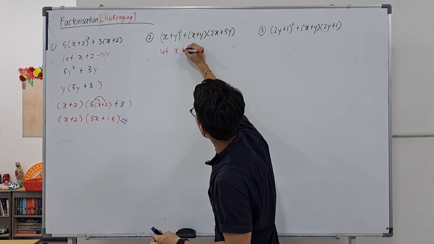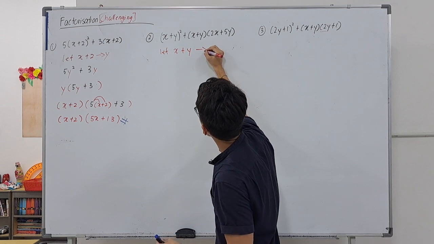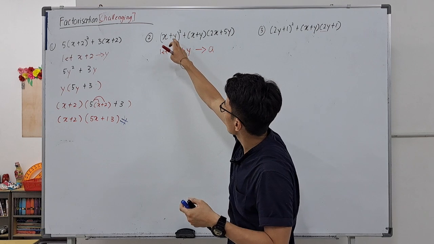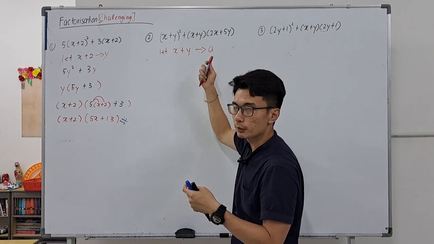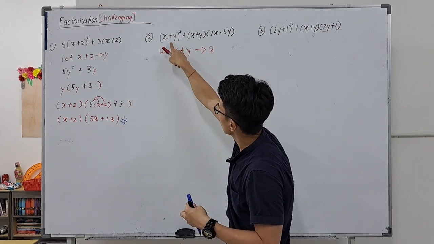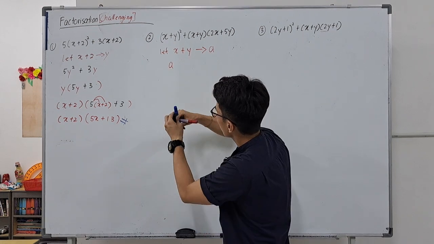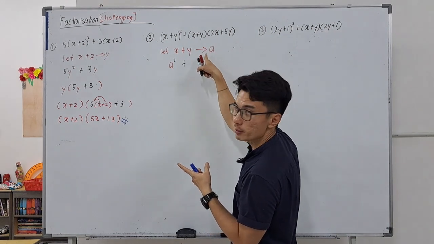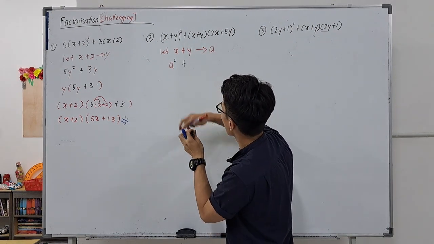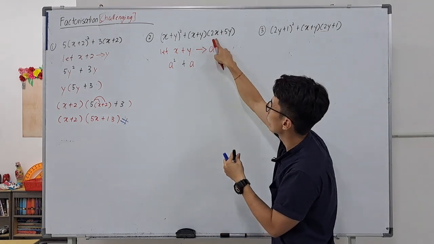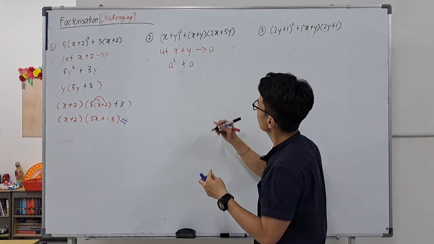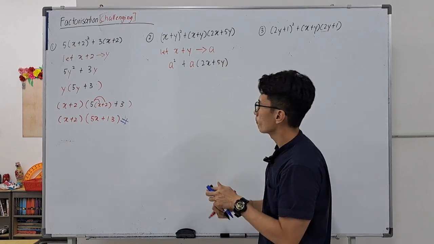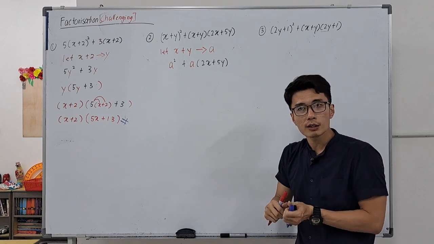Let x plus y, in this case, be changed to a, okay? So let's rewrite this expression in terms of this now. x plus y is a now, so this guy is going to be my a squared. A squared plus x plus y again has become an a. So I have my other a here, and what am I left with? I have 2x plus 5y, so that's what I'm going to write. Okay, good. See, is it simpler to see now?